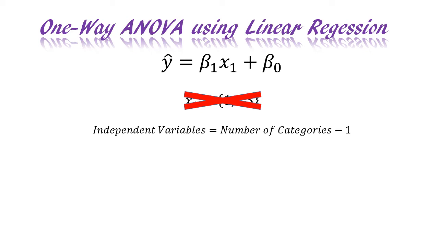Remember, we had no extracurriculars, non-physical extracurriculars, and sports. In our case, that's going to mean that we have 2 independent variables, x1 and x2, because 3 minus 1 is 2.